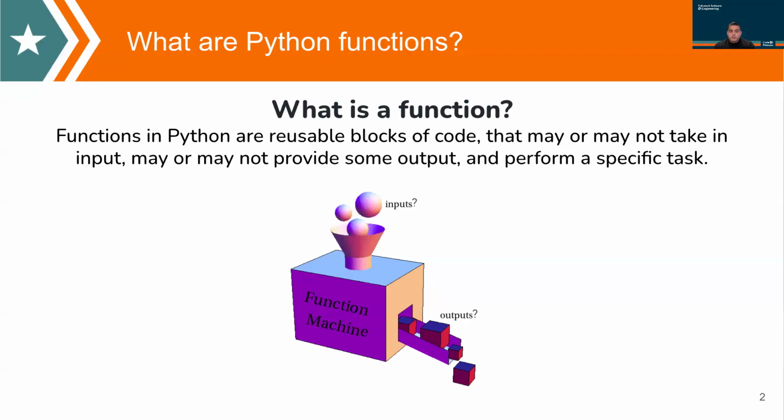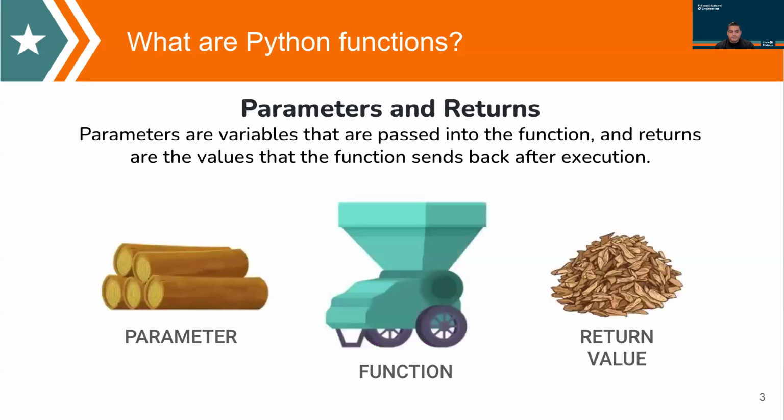Functions in Python are reusable blocks of code, capable of performing specific tasks. They can take inputs, provide outputs, or both. Let's delve deeper into their functionality. Parameters are variables passed into a function, while returns are the values the function sends back after execution.